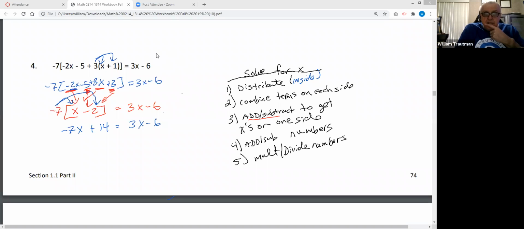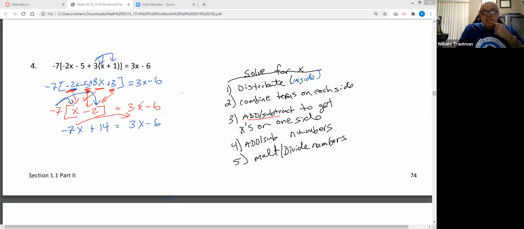All right. So we just finished step 1, by the way. That's all we did was step 1. Do all the distribution, and now we're moving on. Step 2, combine like terms on each side. Nothing can be added on the left side or the right side. Step 3, get all the x's to one side. So I'm going to take this -7x to the other side.